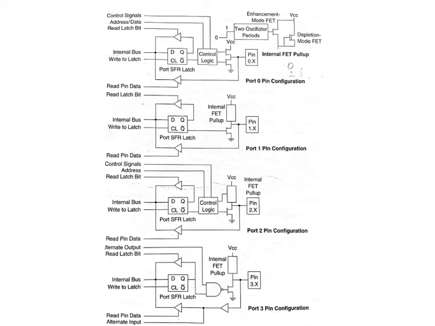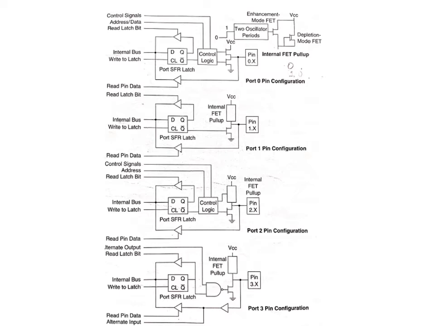The figure shows the port pin circuits of the 8051 microcontroller. Here the first figure shows the port 0 pin configuration, the second figure is port 1 pin configuration, the third figure is port 2 pin configuration, and the fourth figure is port 3 pin configuration. As shown in the figure, each port has a D-type output latch for each pin. The special function register for each port is made up of these 8 latches, which can be addressed at the SFR address for that port.